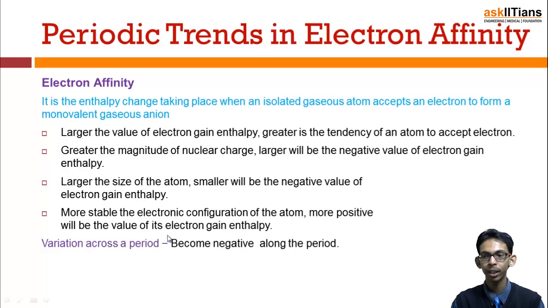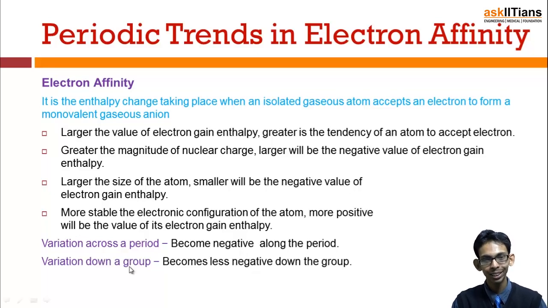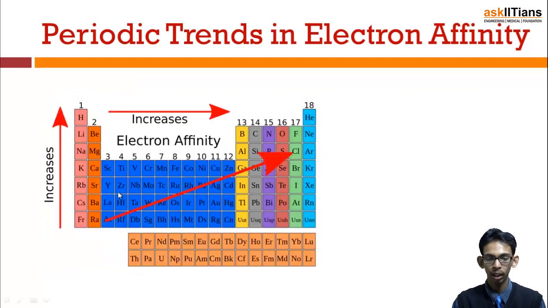So for variation along the period, we know as the size decreases, electron affinity increases. That's why along a period it becomes more negative, that means electron affinity increases. While down the group size is increasing, that means electron affinity is decreasing, because the greater the size, the less will be the electron affinity. So down the group, the sign of electron gain enthalpy is becoming less and less negative. And this is how the electron affinity varies in the periodic table.